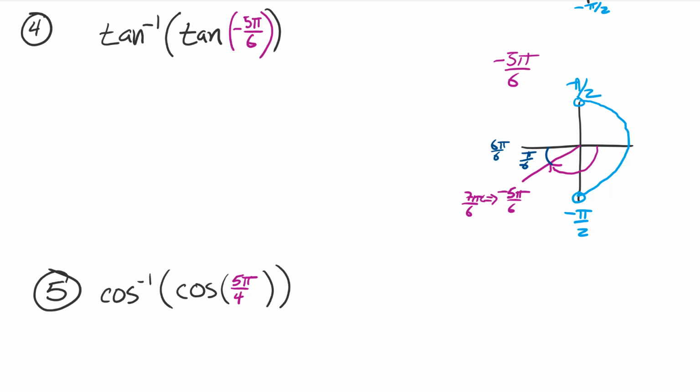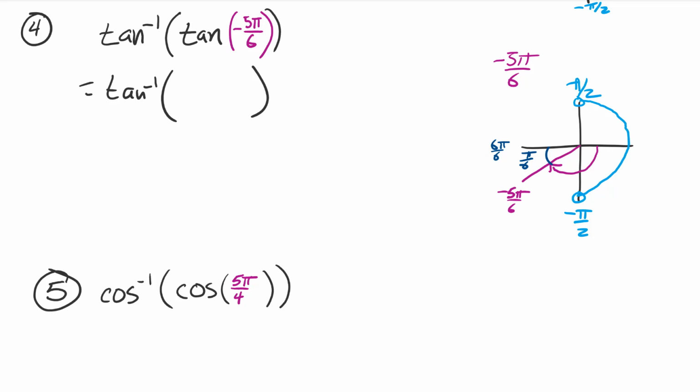Cool. All right. Yeah, that's got to be what it is. And, all right. Let's solve. Tangent inverse of tangent negative 5 pi over 6. So we can solve tangent of negative 5 pi over 6.